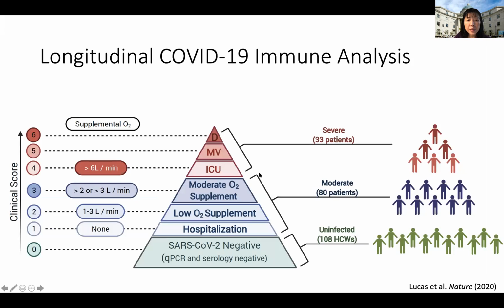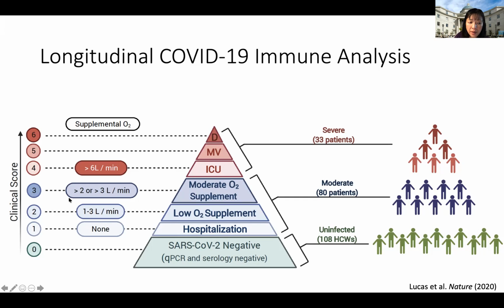So this study really involved 3 separate groups of people. The first group is the uninfected healthcare workers. We had 107 healthcare workers in the study. And then we had moderate patients, patients who were admitted to the hospital but were not in the ICU, and 33 severe patients who were in the ICU. Some of them were on a mechanical ventilator and others died of this infection.